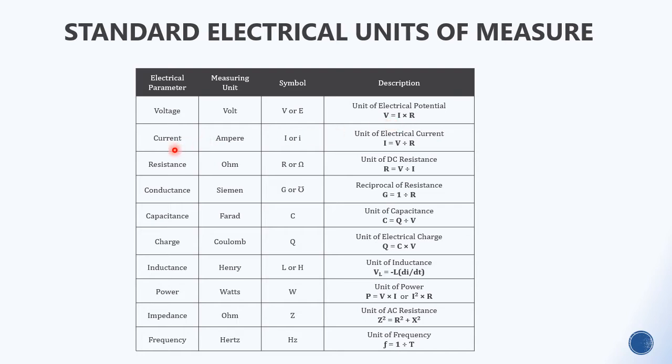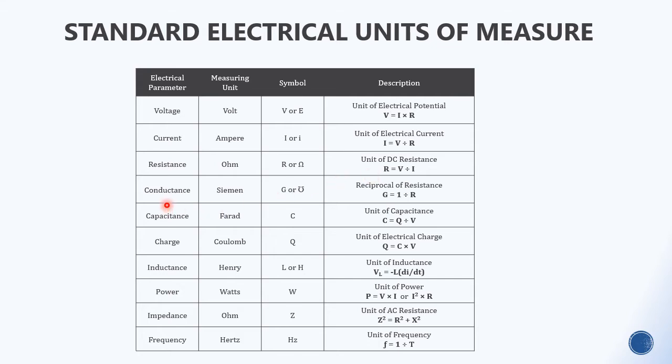The second one is current. The measuring unit is ampere. Mostly we are using the symbol capital I. Somewhere we are using small i also. To find out the current, we can use the equation I is equal to V upon R. The third one is resistance. The measuring unit is ohm. The symbol is capital R. The equation to find out the resistance is R is equal to V over I.